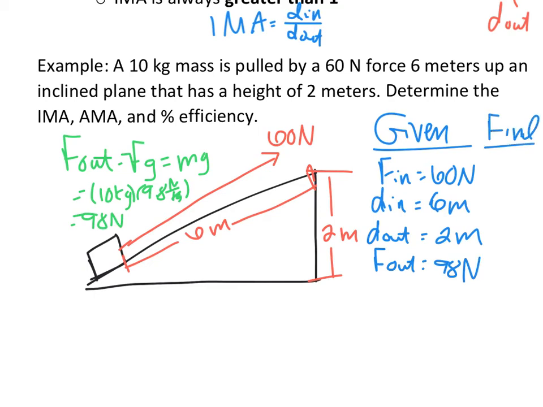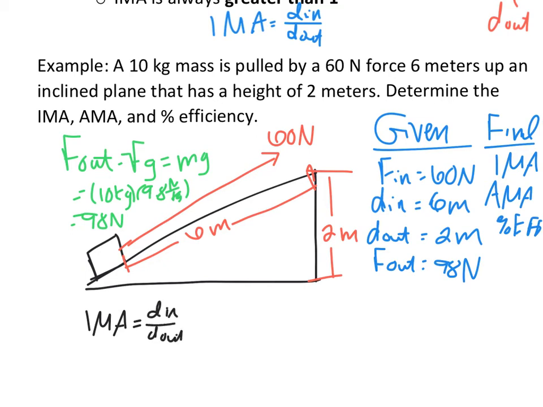And we're looking for 3 things: IMA, AMA, and efficiency. So starting with IMA. IMA equals input distance over output distance. So that's going to be 6 meters over 2 meters. 6 divided by 2 equals 3.